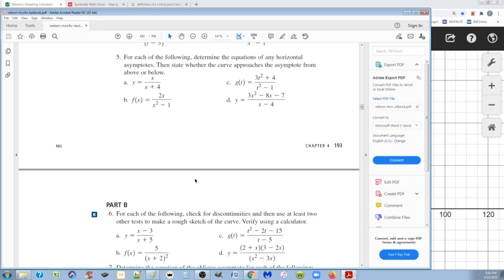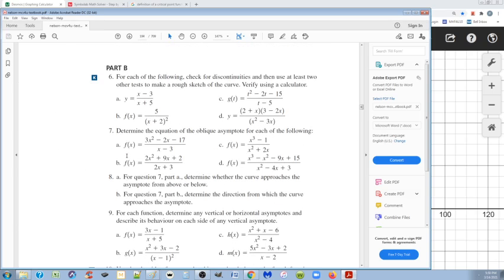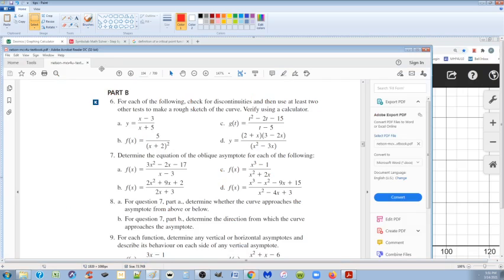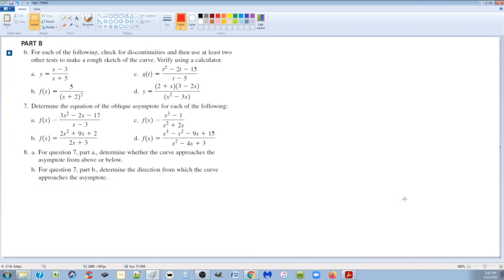All right, part B. Check for discontinuities and use at least two other tests to make a rough sketch of the curve. I mean, I can do this over and over again all day, but I've just shown you the techniques of how to do it, and nothing much has changed, except I will tell you if there's any tricks in it.